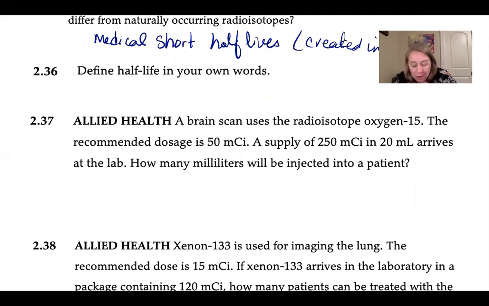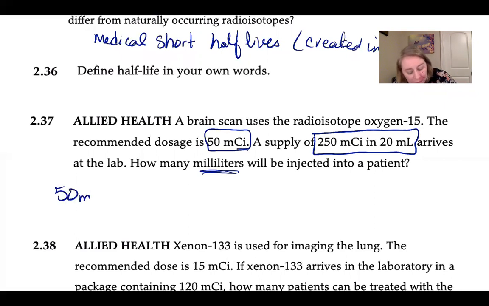So start out with what you know and what you don't know. We have a recommended dosage of 50 millicuries, and we're given a supply in a certain concentration. And now we want to know how many milliliters are going to be injected into the patient. So I'm starting with 50 millicuries, and this is just one of those dimensional analysis problems, right? So we want millicuries on the bottom so that our units will cancel, and we're trying to get to milliliters. And that's what we want our answer to be, in milliliters. So our millicuries will cancel.